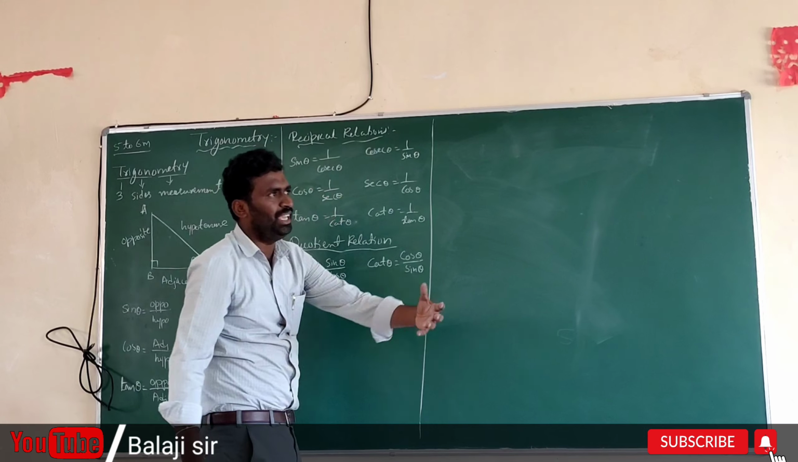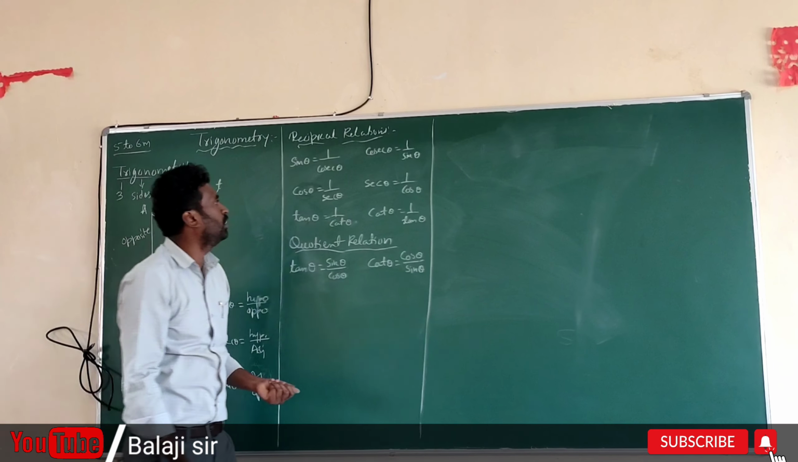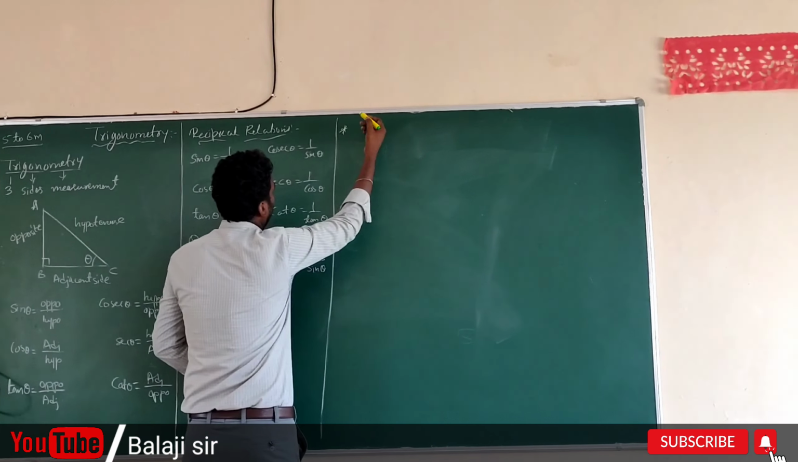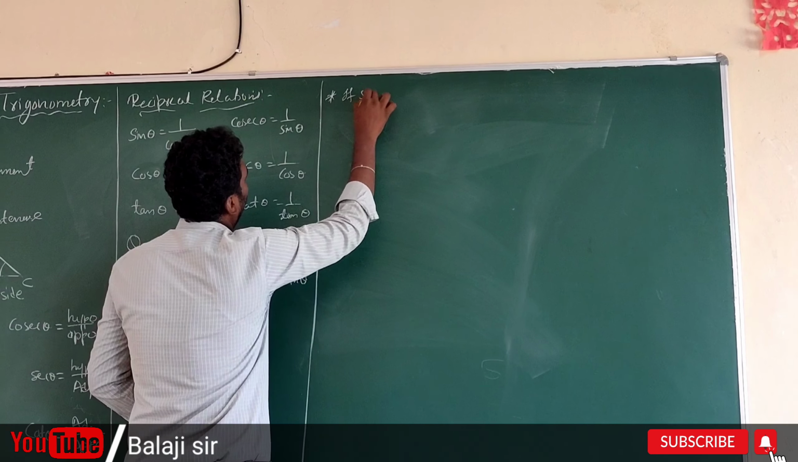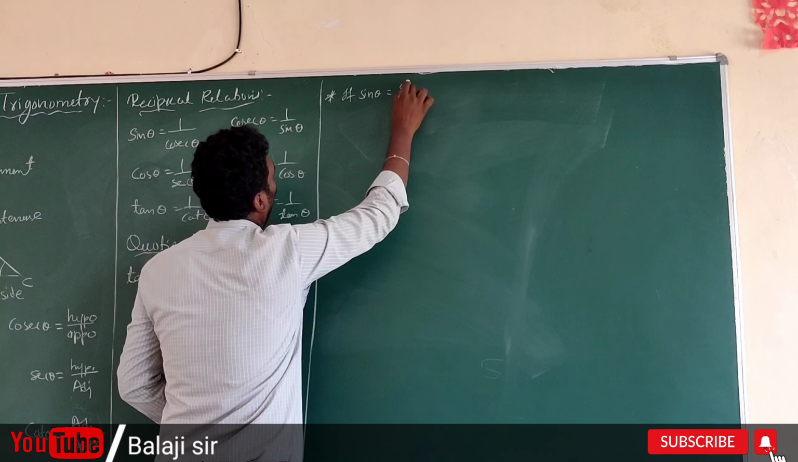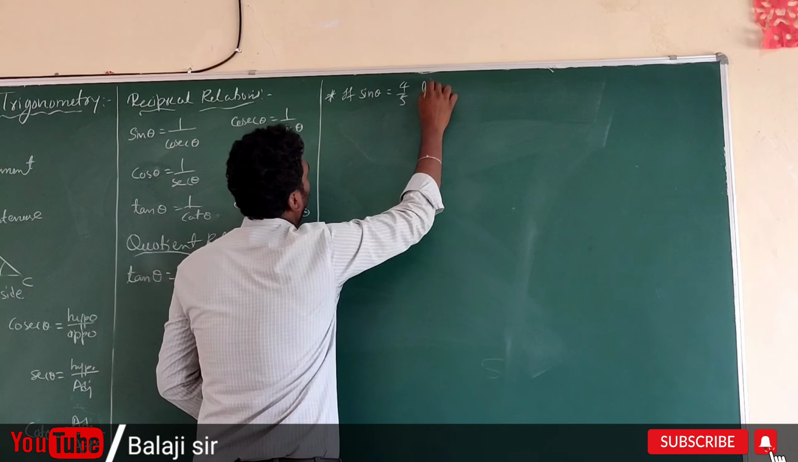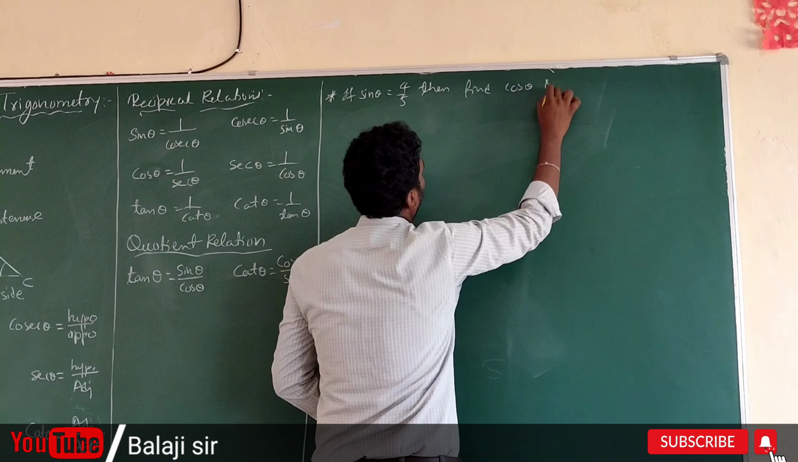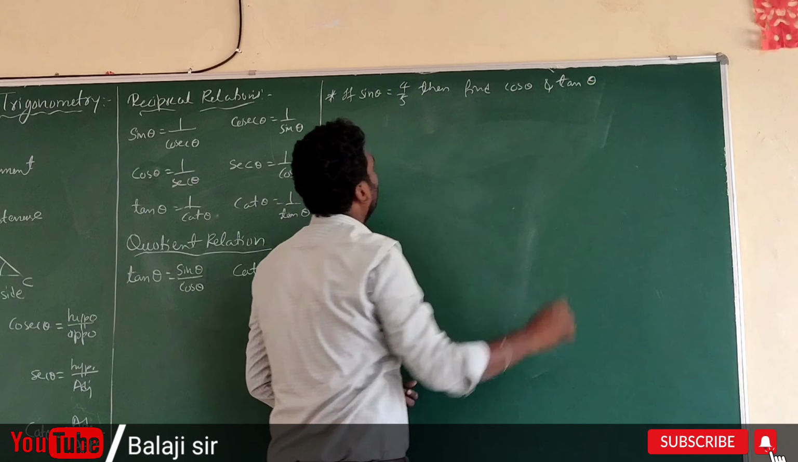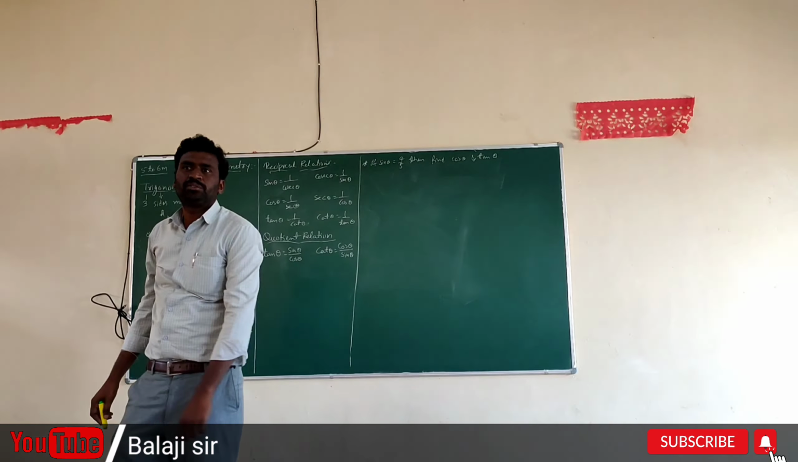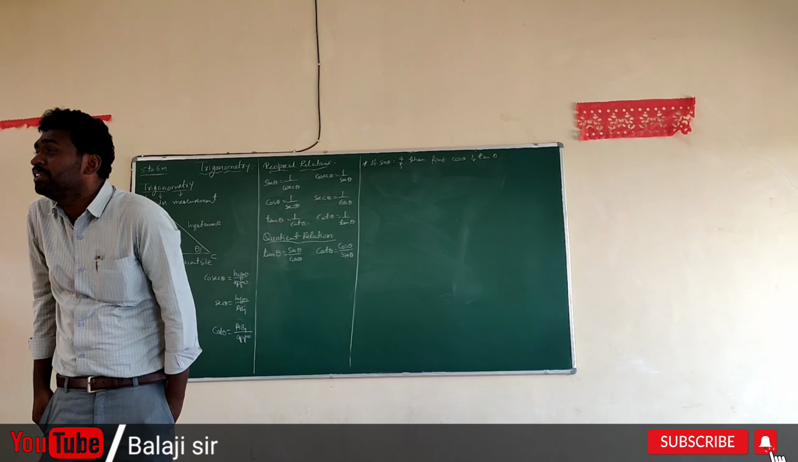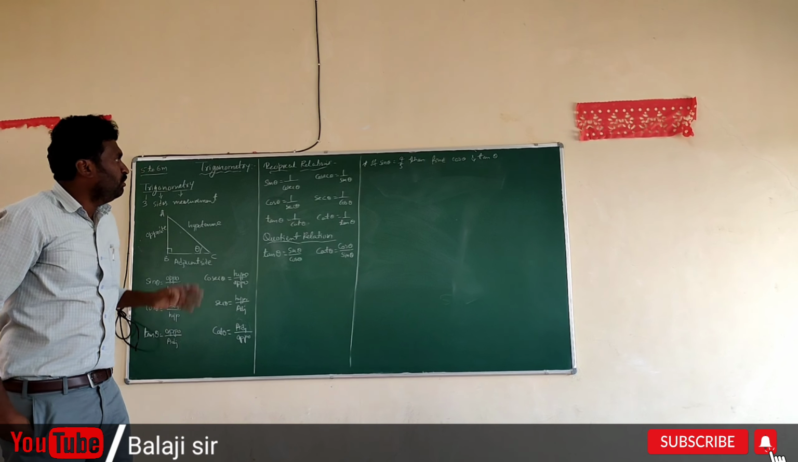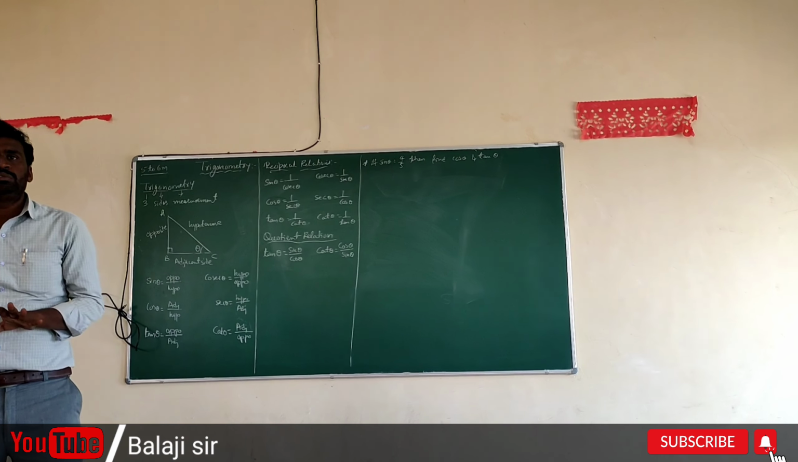So, in which way can they ask the questions on this part? He will give that if sine theta is equal to 4 by 5, then find cos theta and tan theta. I am telling you, this carries 2 marks. How many marks does it carry? 2 marks. So, in which way do we have to solve the example?